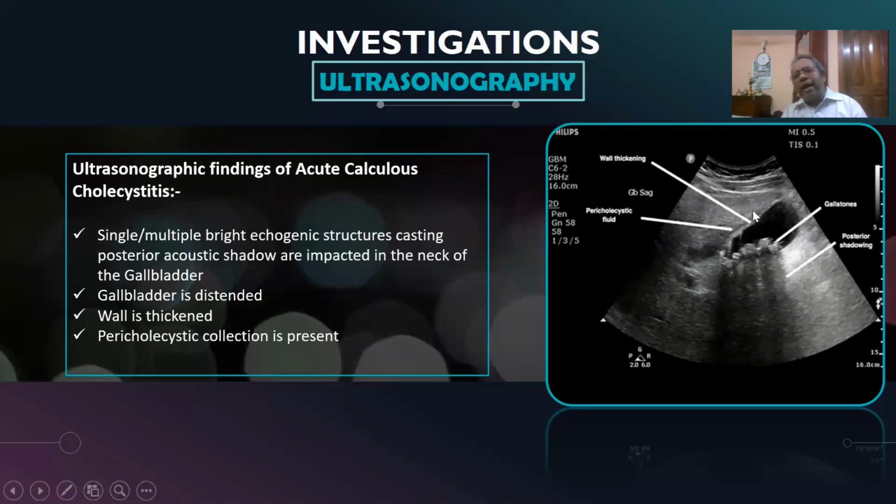So that black area represents edema. Edema exudate fluid accumulated between the liver bed and the gallbladder. So it is called the pericholecystic collection. So the sonography diagnosis confirmed that the patient has acute calculus cholecystitis. Acute calculus cholecystitis means acute infection, where there is a pericholecystic collection, the wall is edematous, the wall is thickened, and there are multiple stones there. For that reason, this is called acute calculus cholecystitis.